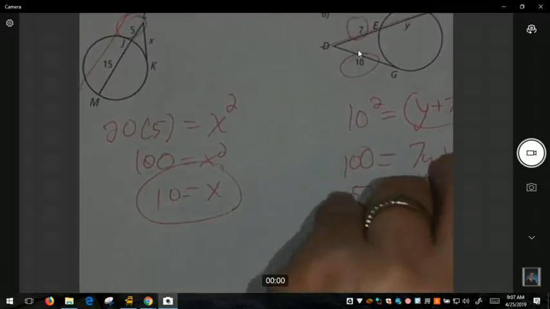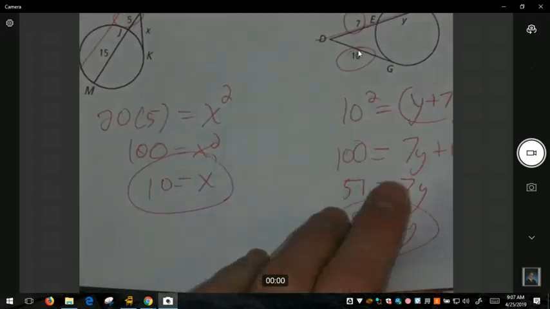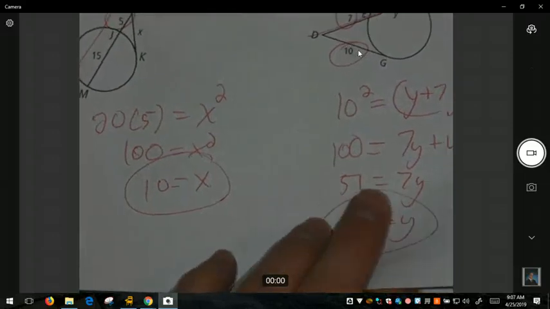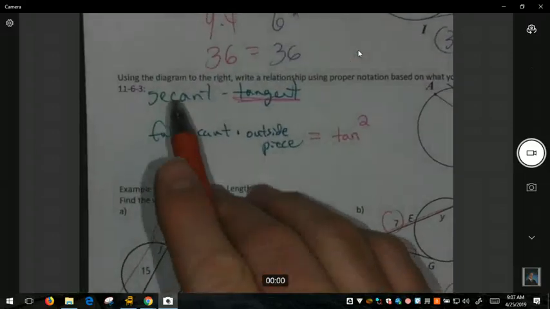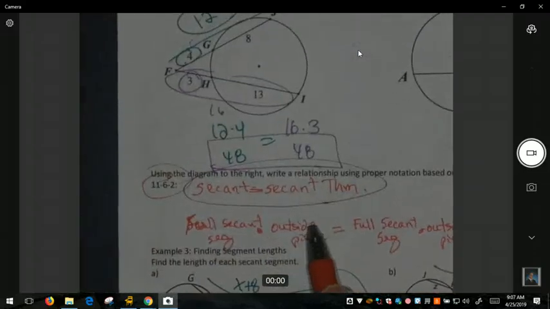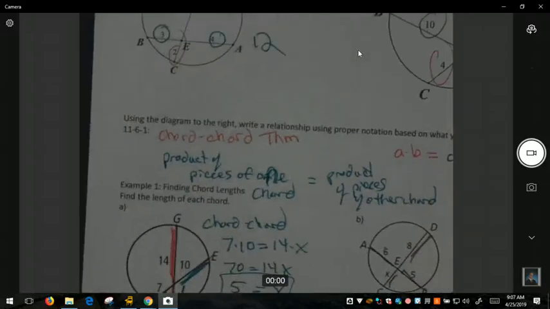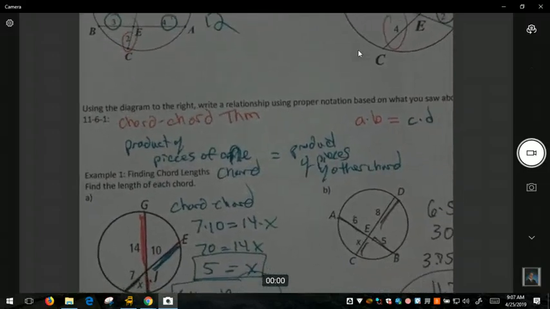This concludes the summary of lesson 11.6. There are 3 theorems: secant-tangent theorem, secant-secant theorem, and chord-chord theorem. Hopefully this summary video helps you review these things.